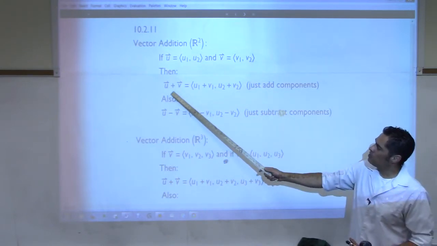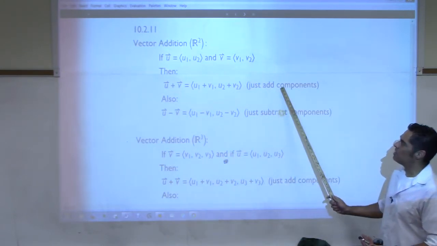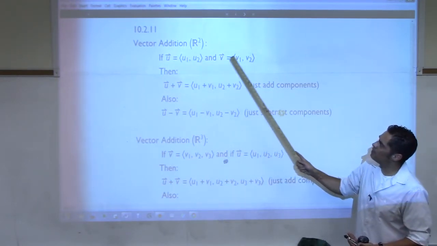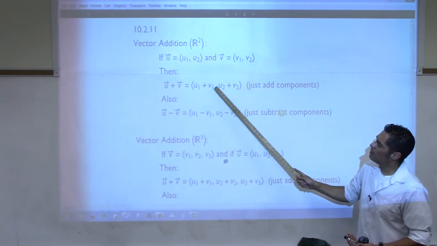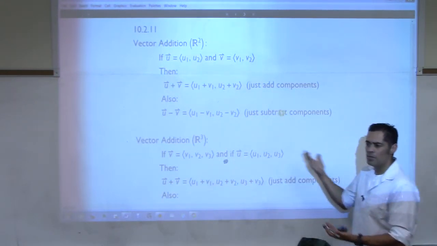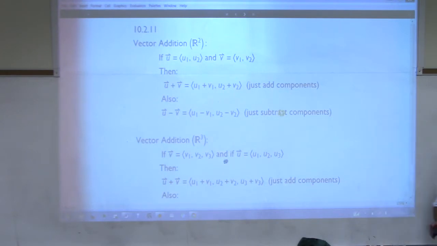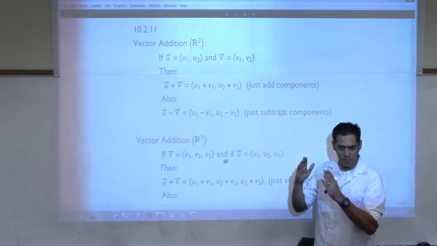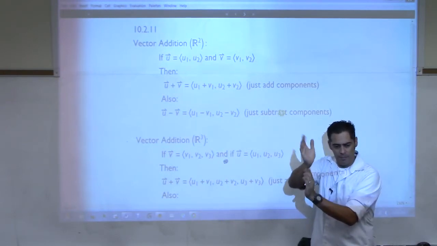Then if I want to add the two vectors together, all you do is add the components. So you add their x components together, u1 and v1, comma, then you add their y components together, and that result is the resultant vector. That will give you an equivalent vector, the one we were coming up with. It's not equivalent to both of them. It's equivalent to the one where you go tail to tip, that resultant.